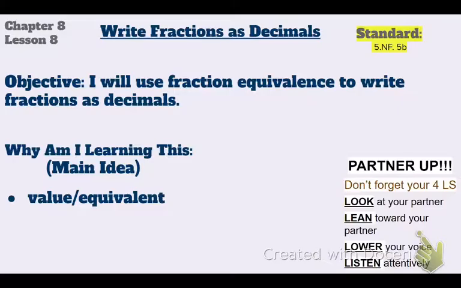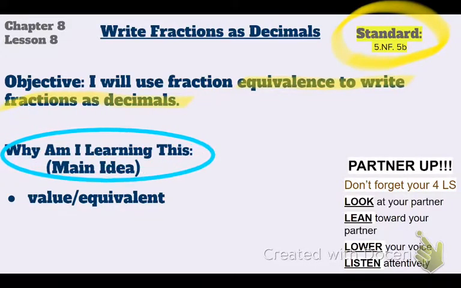We're finishing up Chapter 8, Lesson 8 today. It is a 5th grade standard, something you have to learn in 5th grade. I'm hoping that at the end of the lesson today, you'll be able to use equivalents to write fractions and decimals that are equal. Why, Mrs. Woolhide? What's the main idea?